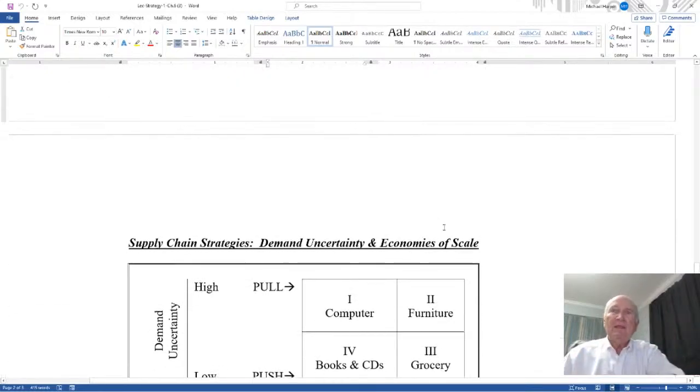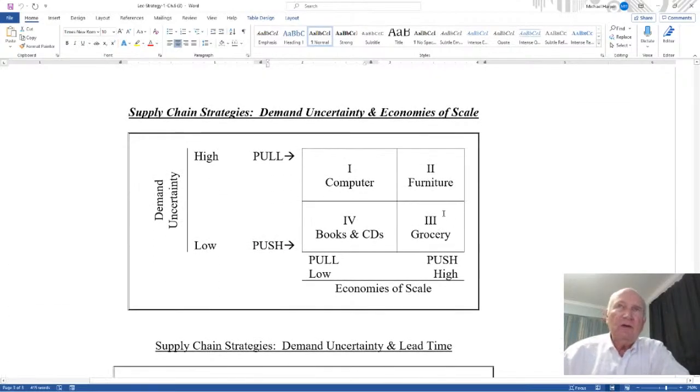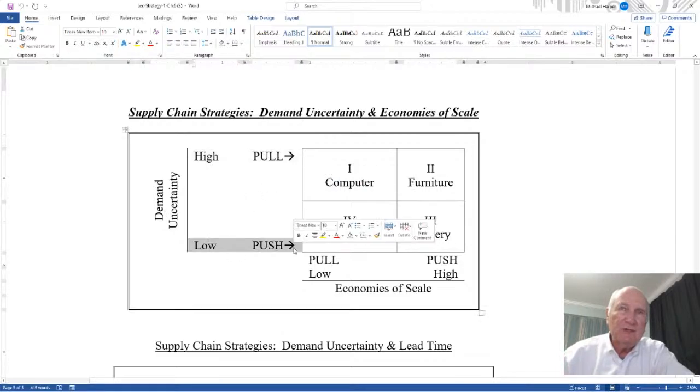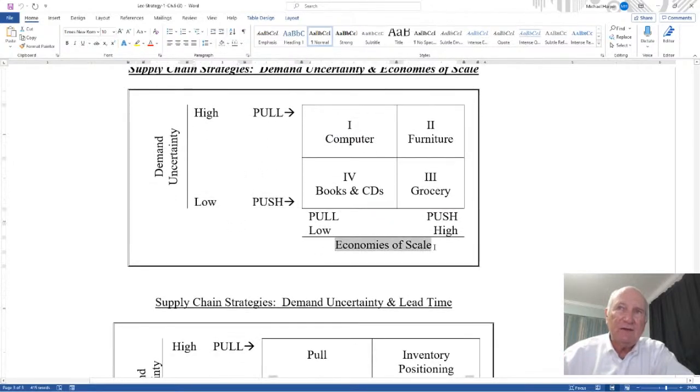Okay. Now going a little bit deeper and looking at factors that drive this. Demand uncertainty, high is pull and low is push, but also economies of scale. Well, if you have low dependency on economies of scale, that's more of a pull system. So you're not going to have large inventories. It's going to be realized demand.